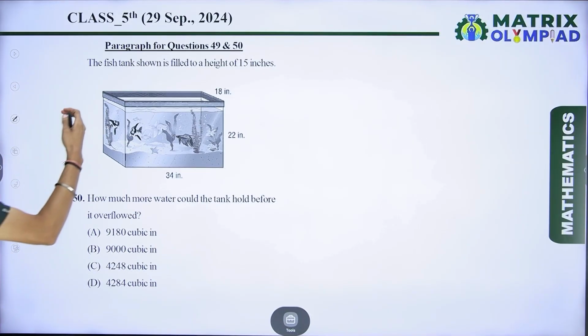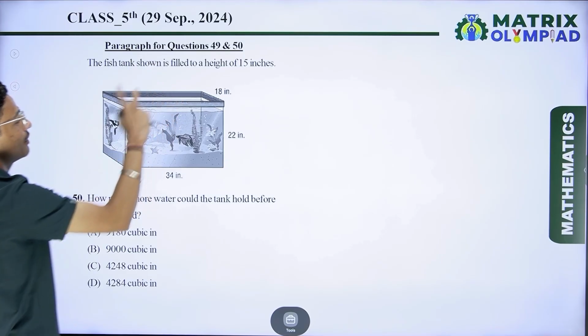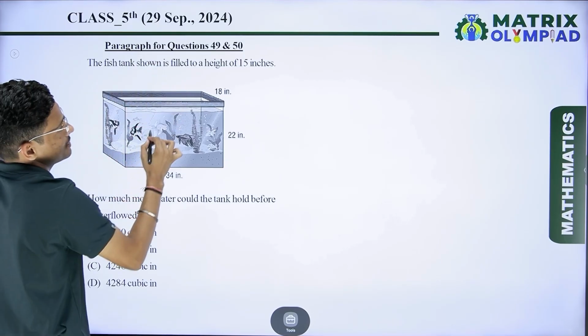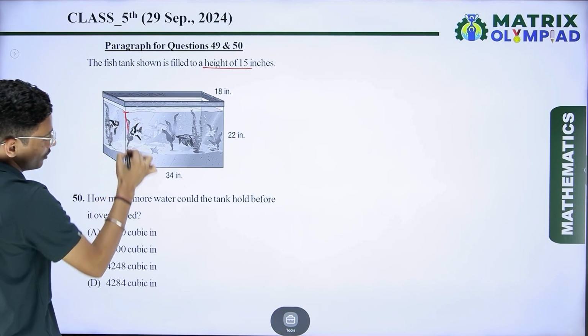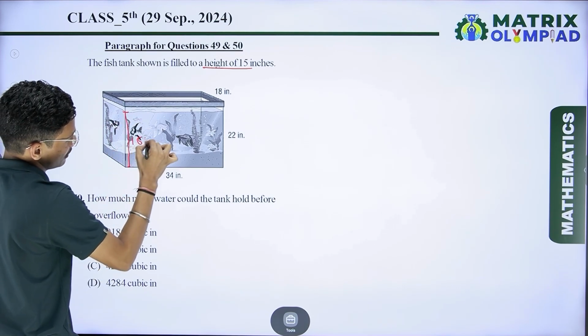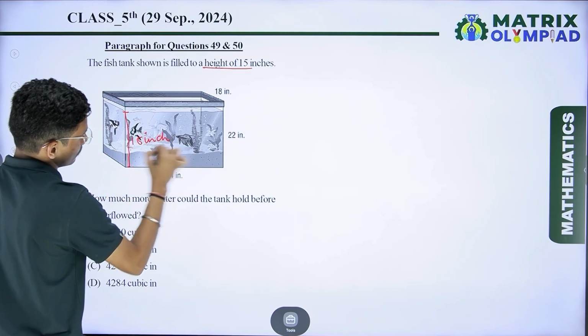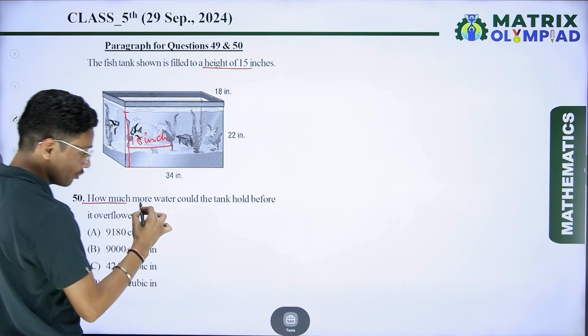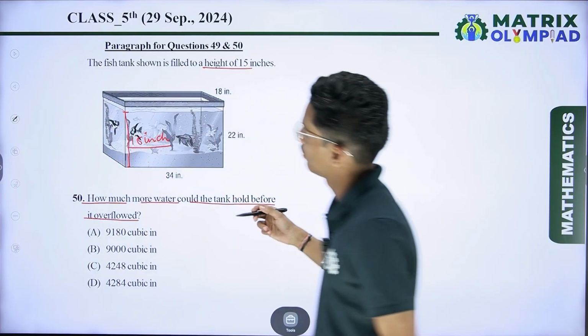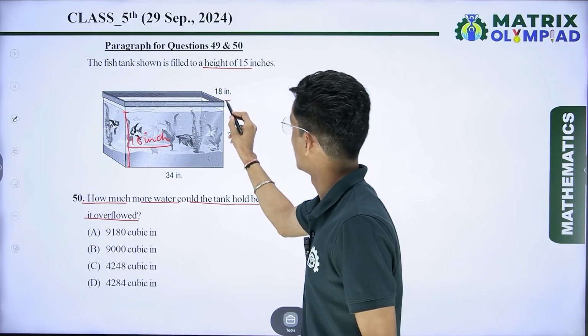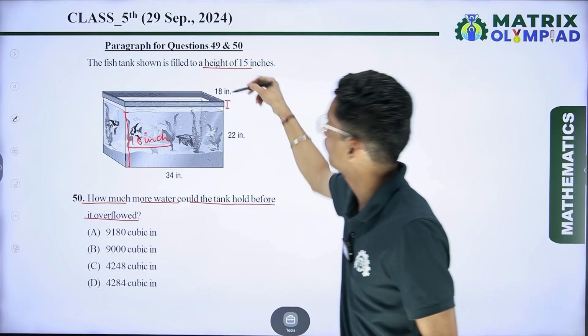If I talk about the next question, which is again based on the paragraph. Here the fish tank shown is filled to a height of 15 inch of water. So we can say that the height of water in this diagram is 15 inch. Now we have to find how much more water the tank could hold before it overflowed. So we have to find the volume of the remaining part.